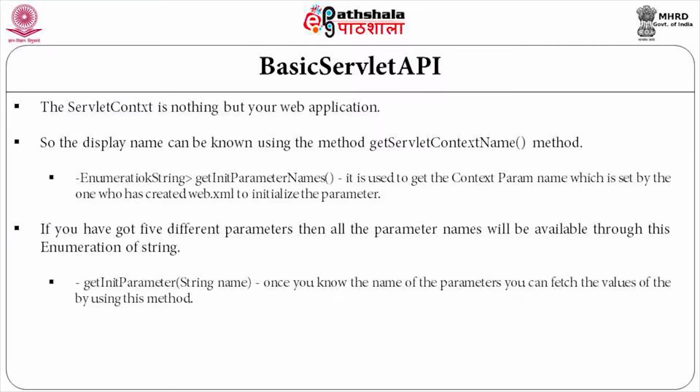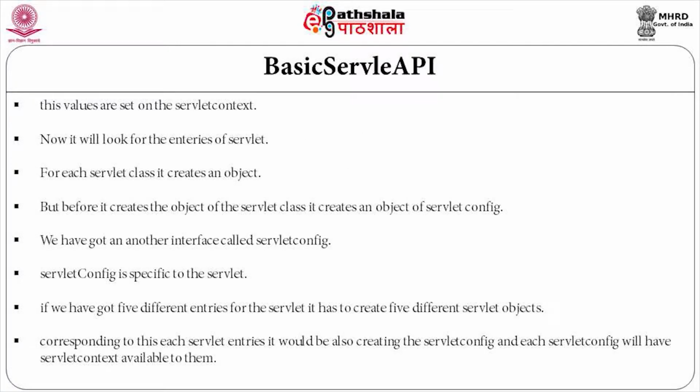If that is required to be known, we have our Servlet context interface providing us with methods. There are two important methods here. One of those is getInitParameterNames, which returns an enumeration of strings. It is the enumeration containing all the param names corresponding to all the context param entries. So, if you have 5 different context param entries, the param name in each of them will be available through this enumeration.